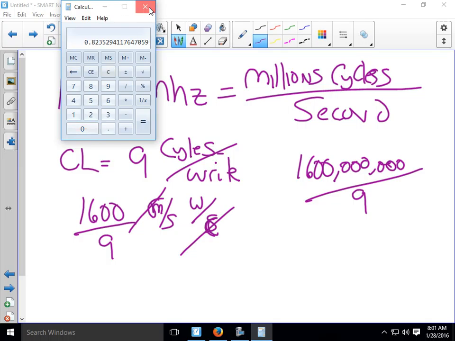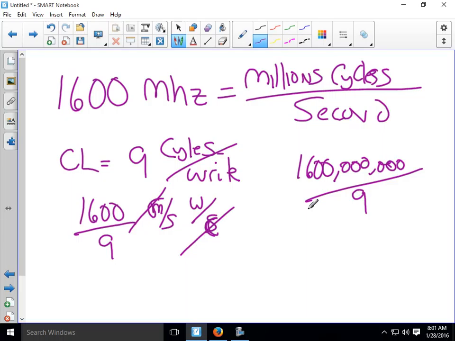So that CL number really does make a big difference. I mean, if you're saying it's 82% different between the two, or 18% difference between the two for just 2 cycles difference, it can add up. That's why you want to look at that number.